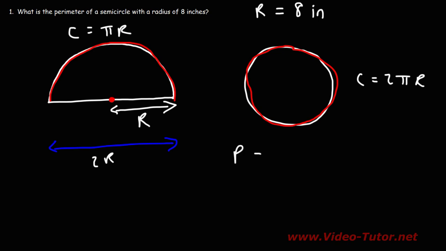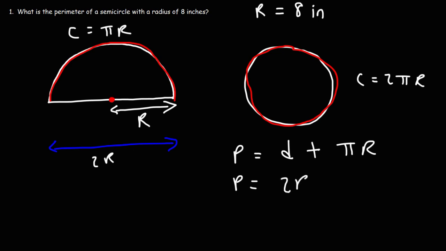And then this part here is just the diameter, which is twice the radius. So the perimeter of a semicircle is equal to the diameter, which is this part, plus half of the circumference of a circle, which is pi times r. And the diameter is 2 times the radius. So it's going to be 2r plus pi times r. And if you want to, you can factor out the radius. So you can say that the perimeter is going to be the radius times pi plus 2.